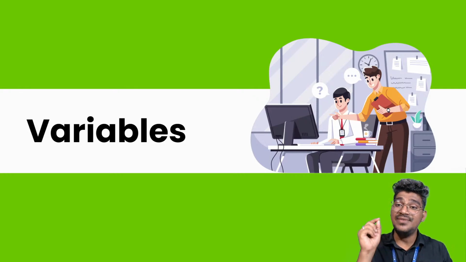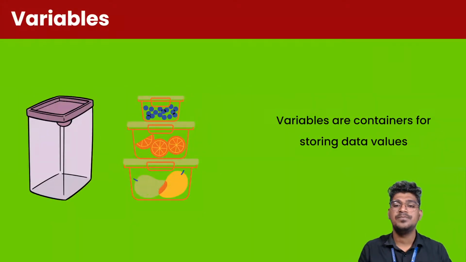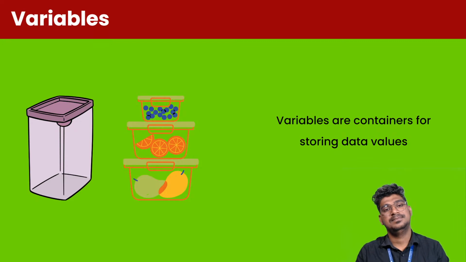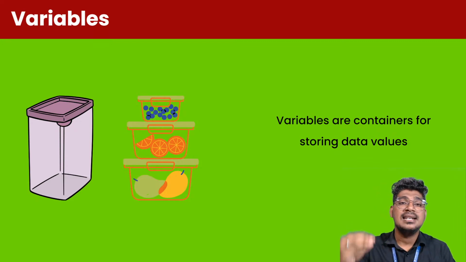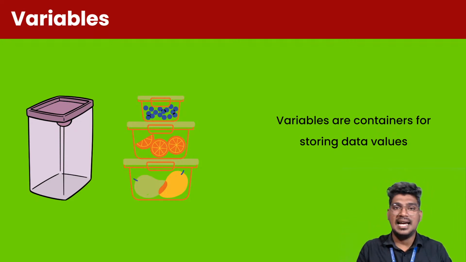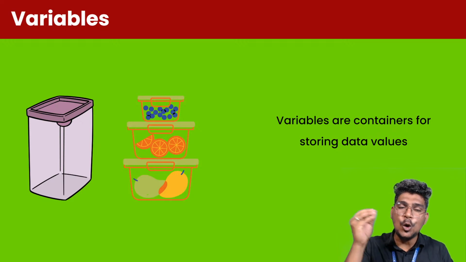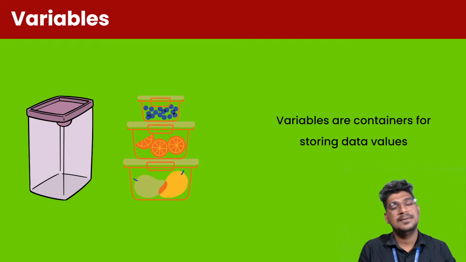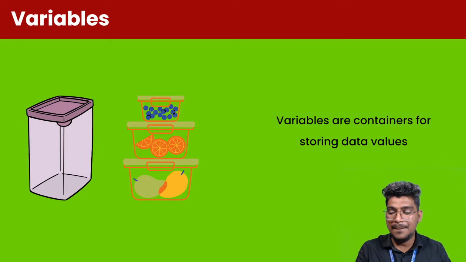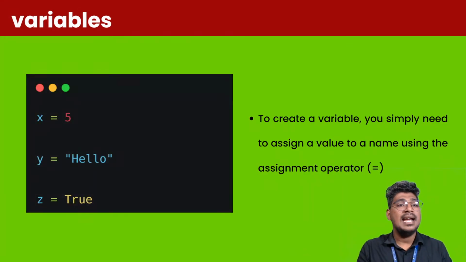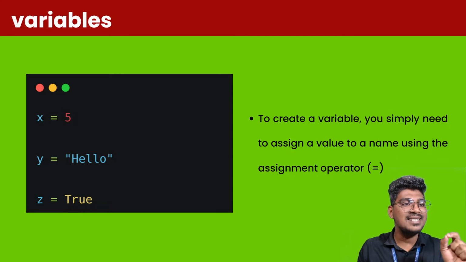Now, what is a variable? Now I am going to explain one of the important fundamental concepts. A variable is nothing but a container. That means we are going to store the value inside the container. For example, x is equal to 5. Here 5 is the value, x is the variable.